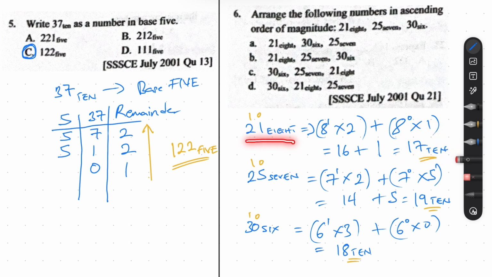So let's see which of the options has 21 base 8. Okay, A and B. So let's mark them first for now. A and B. The rest does not work. C and D do not work because 21 base 8 does not start. Cool. The next value is 18 base 10, which corresponds to 30 base 6. So which one has 30 base 6? A has 30 base 6. So that would be our answer.